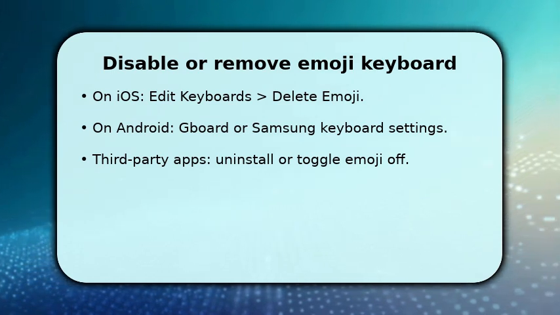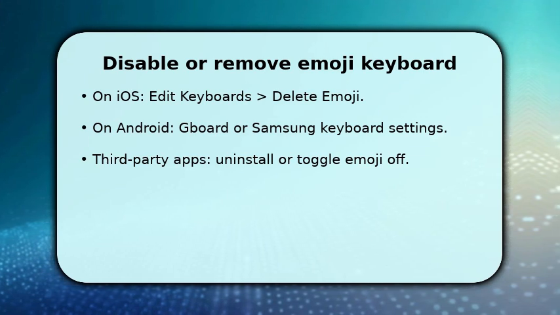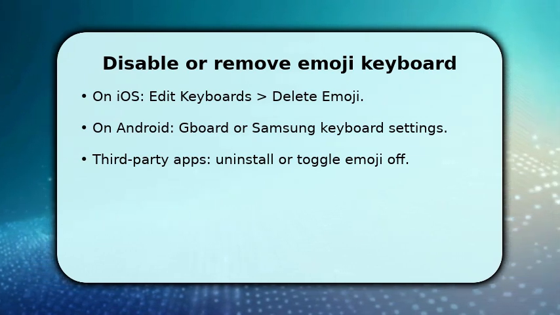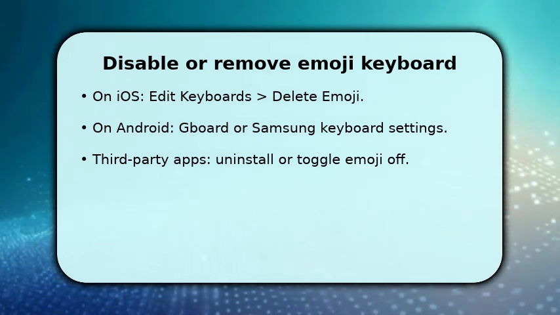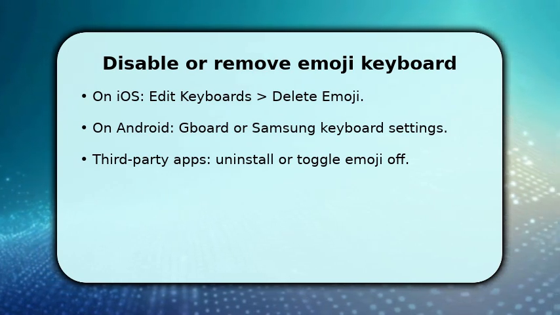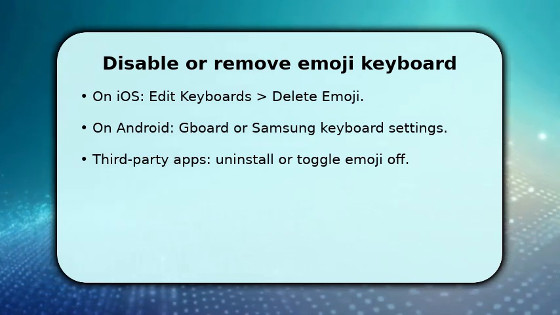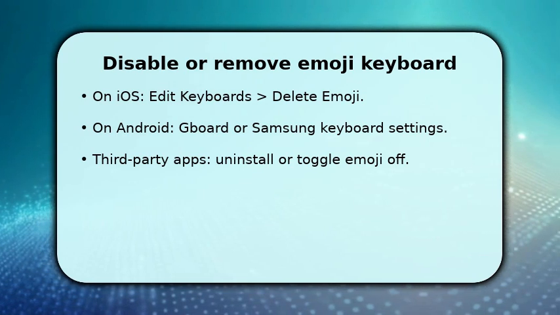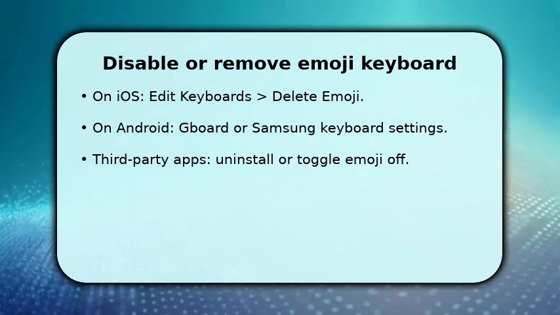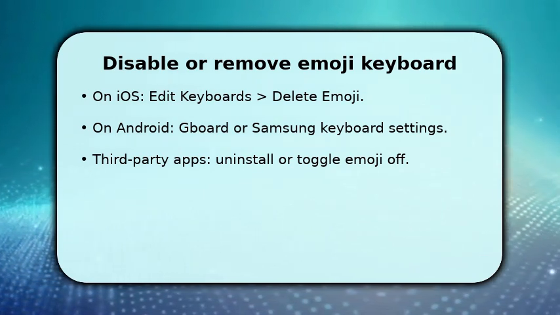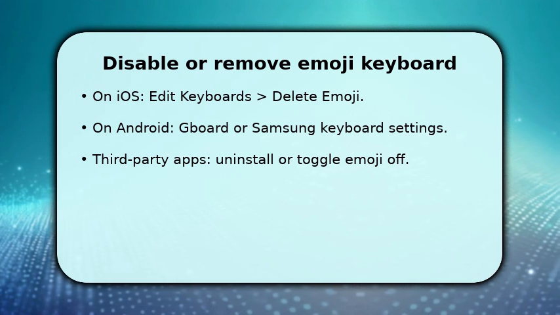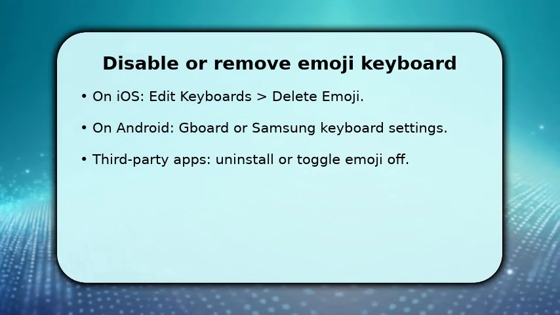On Android, open Gboard or your OEM keyboard settings and turn off emoji suggestion or remove emoji from languages and input. For third-party apps, either disable the emoji toggle inside the app or uninstall the keyboard entirely. Once done, test by opening a text field and cycling keyboards. The emoji pane should no longer appear.